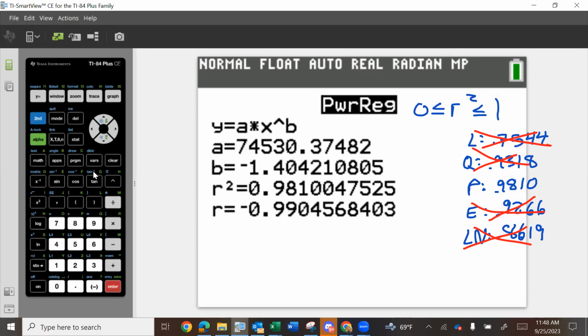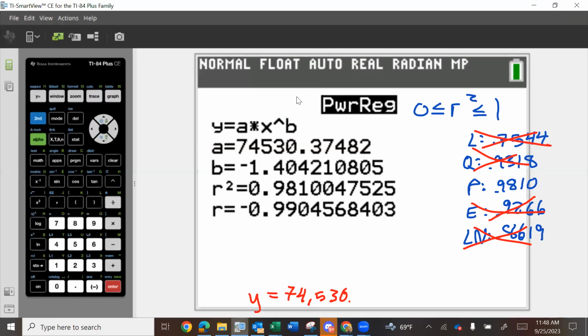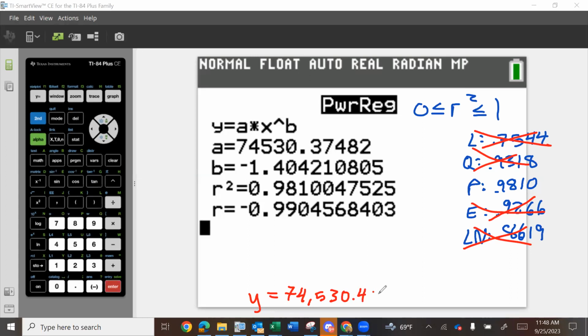Okay, so it's going to be y equals 74,530, point, and I don't remember how many decimal places. Let's check it real quick. Doesn't say. I'll go one. These numbers are big enough that one decimal place is probably going to be plenty. So 0.4, and then it says multiply that by x raised to the negative 1.4 power. Okay, cool. So there's my model.